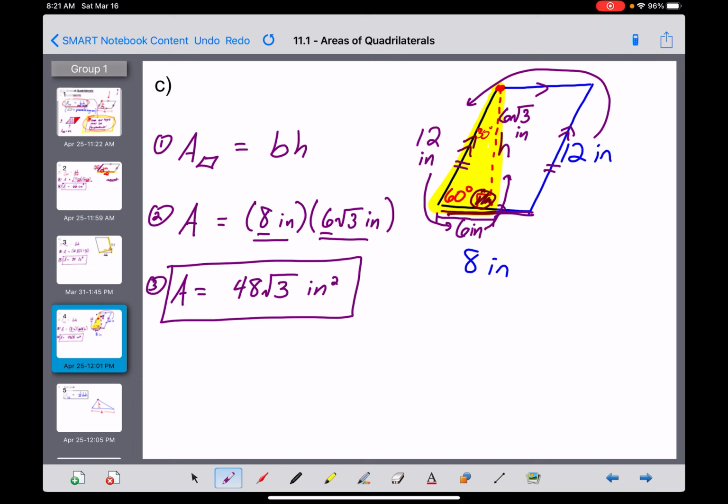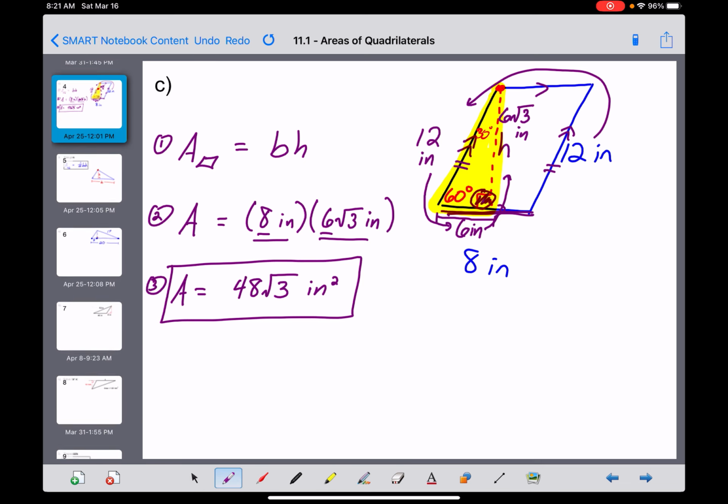Okay, so just like, hopefully, this is a habit we got into in our trig chapter, we want to leave our answers in simple radical form anytime that we can. So 48 root 3 is probably the best and most accurate answer that we had for that.